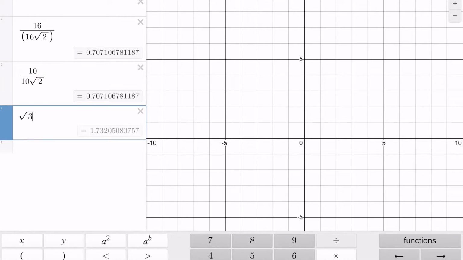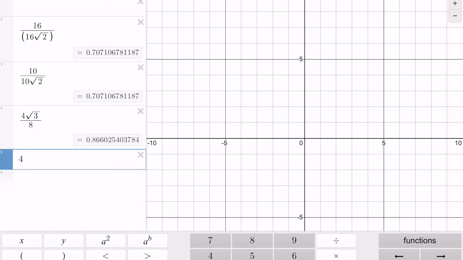4 square root of 3 divided by 8. Notice I hit this arrow key to the right to get out of there. What you don't want is this. You don't want that. That is incorrect. Be careful. You got to get out of it and then divide the whole thing by 8.